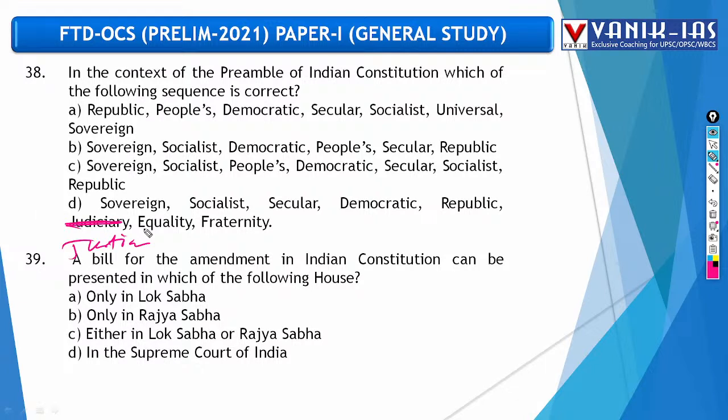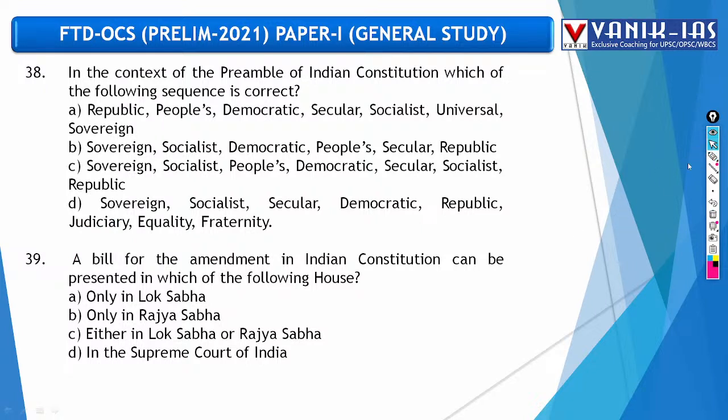social, economic, and political, liberty of thought, expression, and belief, and equality of status and opportunity, and to promote among them all, and fraternity, asserting the dignity of individual and unity and integrity of the nation. In our Constituent Assembly, this 26th day of November 1949, do hereby adopt, enact, and give ourselves this Constitution. This preamble is very important for prelims, for mains, for interview as well. Please remember it. Okay.